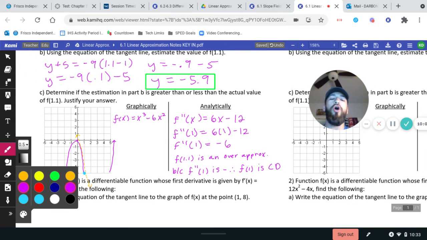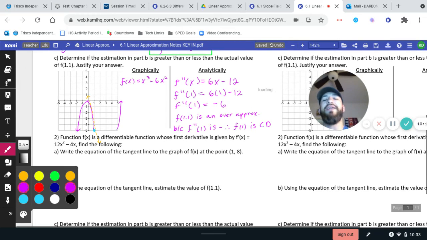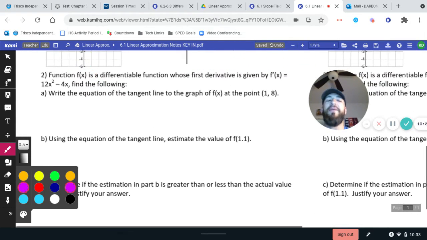So concave down, over approximation; concave up, under approximation. Negative on the second derivative, concave down; positive on the second derivative, concave up. Good old calculus house coming back to save the day. So let's look at another example real quick to finish up.